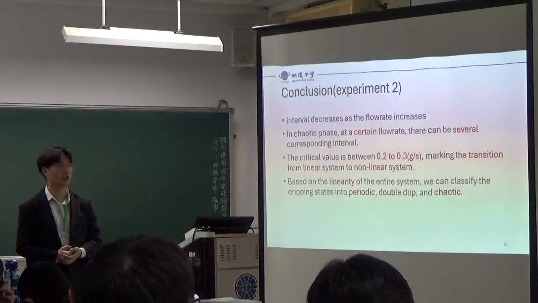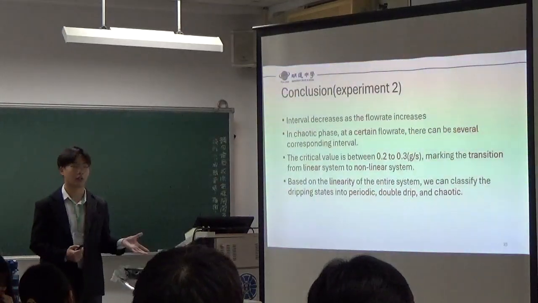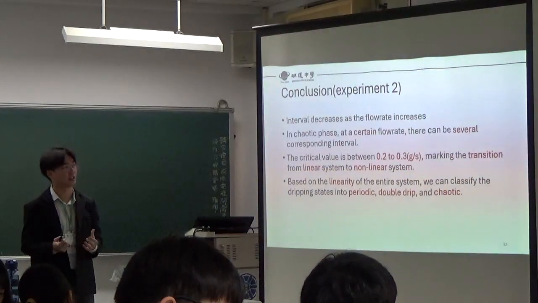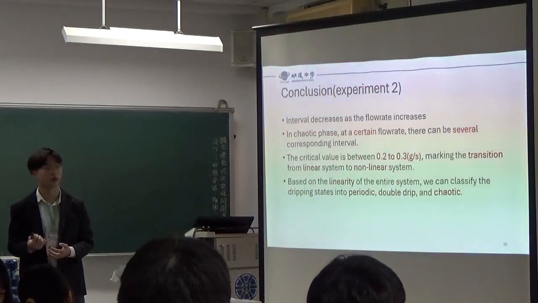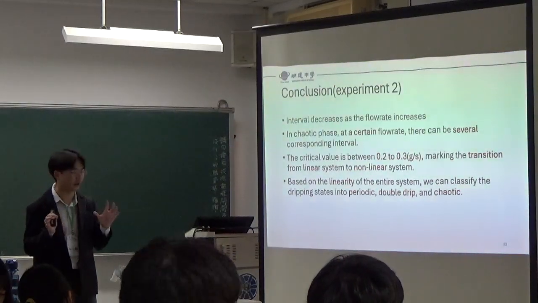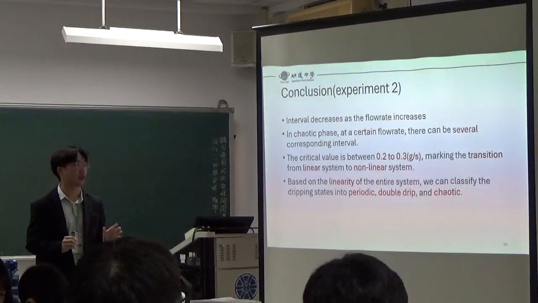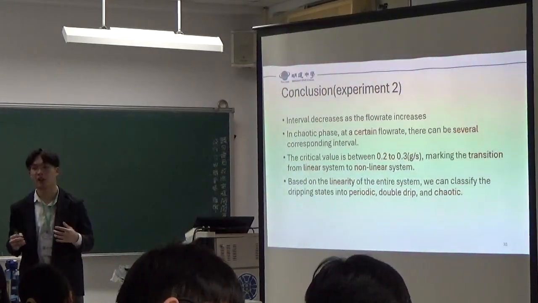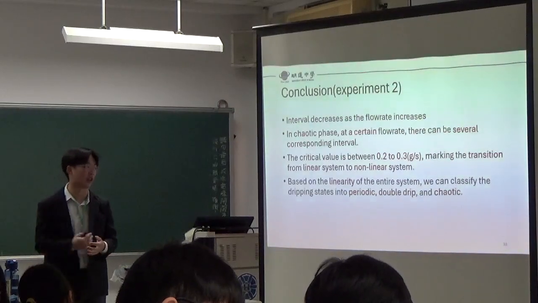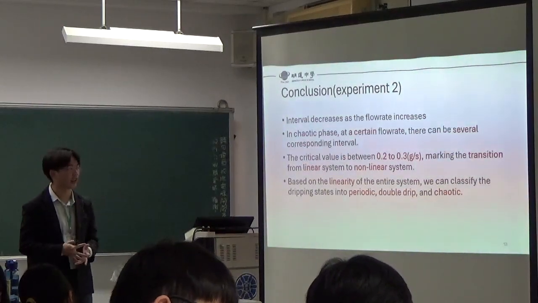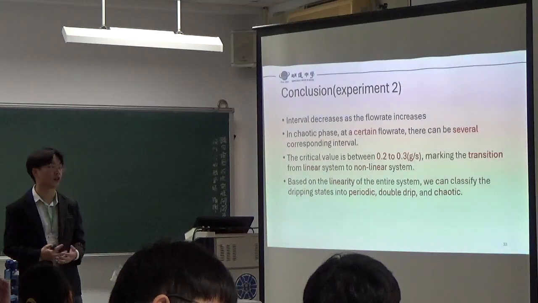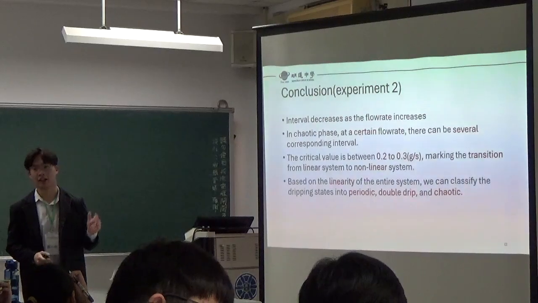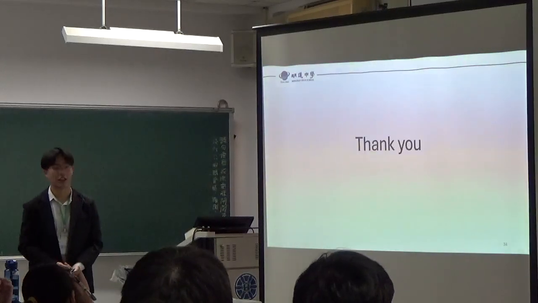And about my conclusion of experiment 2, the interval decreases as the flow rate increases. And in the chaotic phase, at a certain flow rate, there could be several corresponding intervals. And we have a critical value, between 0.2 to 0.3 grams per second, and it marks the transition from linear system to nonlinear system. And based on the linearity of the entire system, we can further classify the driven states into periodic, double drift, and chaotic. And this is my report. Thank you for listening.